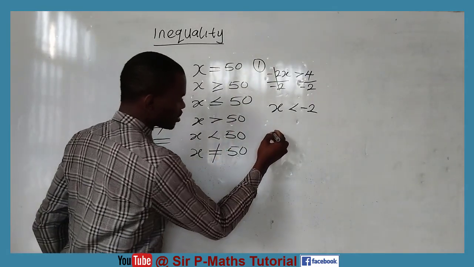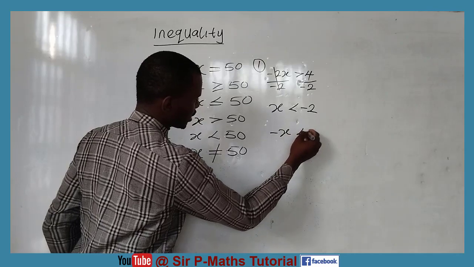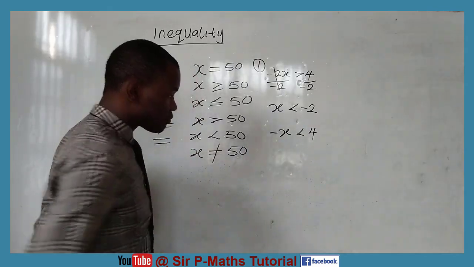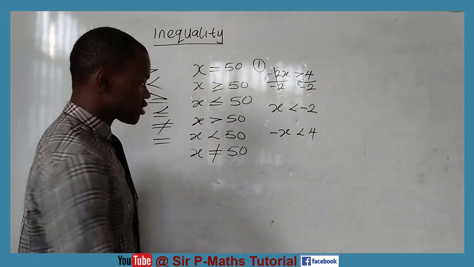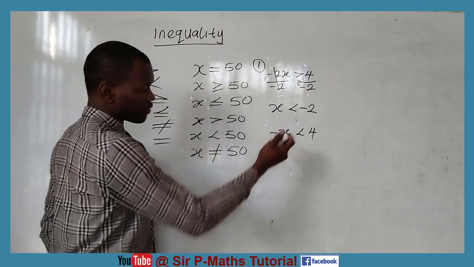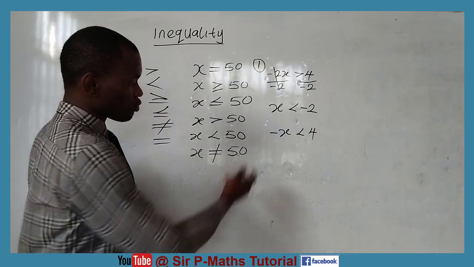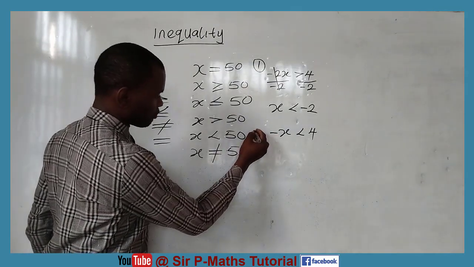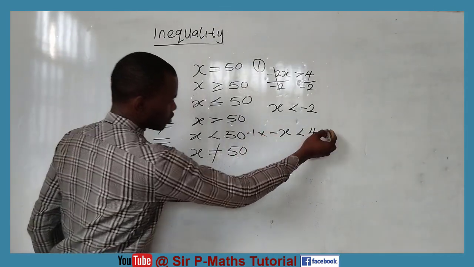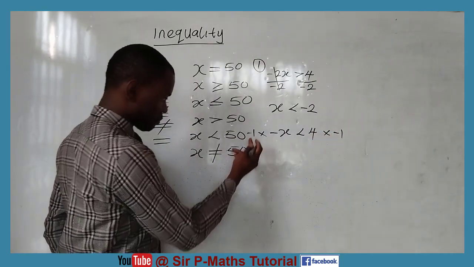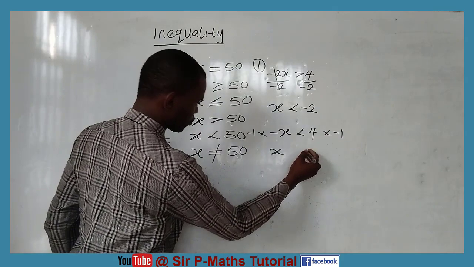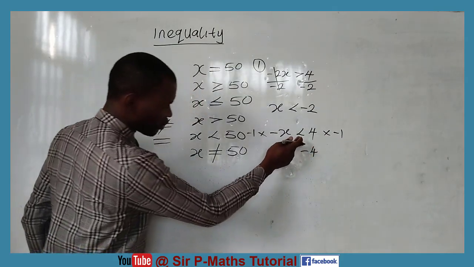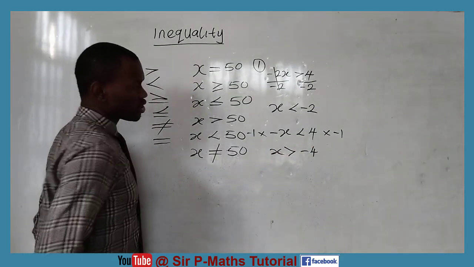Then another rule says that whenever you multiply both sides by a negative number, the inequality sign also changes. For instance, I have a negative X. To eliminate the negative sign here, I can multiply by negative 1 on both sides. Minus 1 times X will give me X. Minus 1 times 4 will give me minus 4. But the inequality sign will have to change.